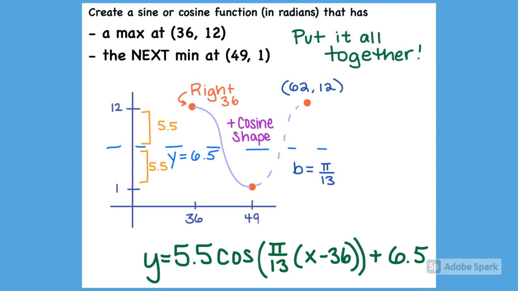Last thing you want to do is put it all together. So I took my positive cosine shape, the fact that I had a phase shift right 36, my b value of pi over 13, my amplitude of 5.5, and my midline of 6.5 to get y equals 5.5 cosine pi over 13, in parentheses your phase shift, x minus 36, the minus is in the opposite direction, and then finally that plus 6.5 at the end.